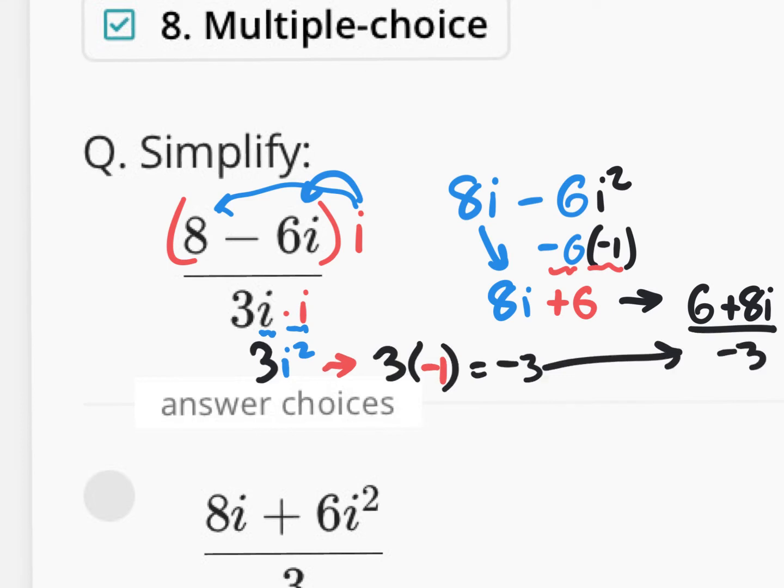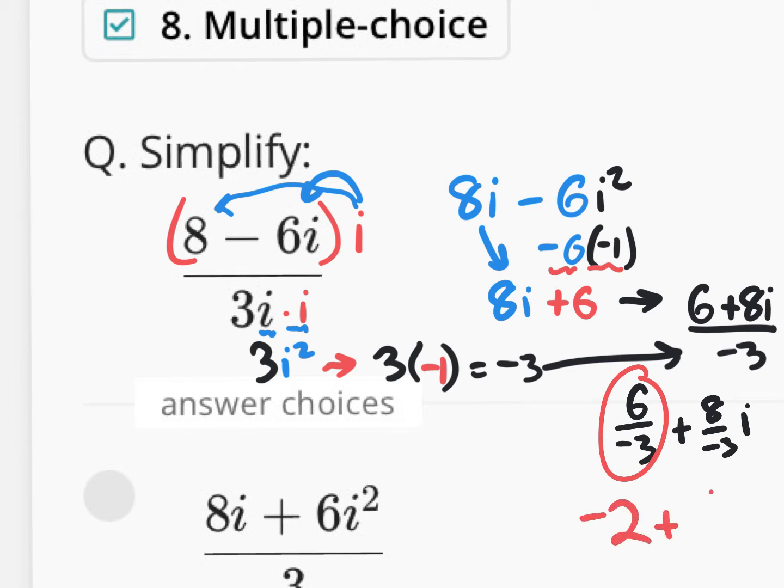But we need to split this because you can't have a real and an imaginary together. We're going to take this denominator of negative 3, split it to each of the terms, and we will have 6 divided by negative 3 plus 8 divided by negative 3 with an i next to the second fraction, and of course reduce any fraction possible. In this case, you could actually divide 6 divided by negative 3, that's negative 2, and then plus 8 over negative 3 with an i, and that is your answer.